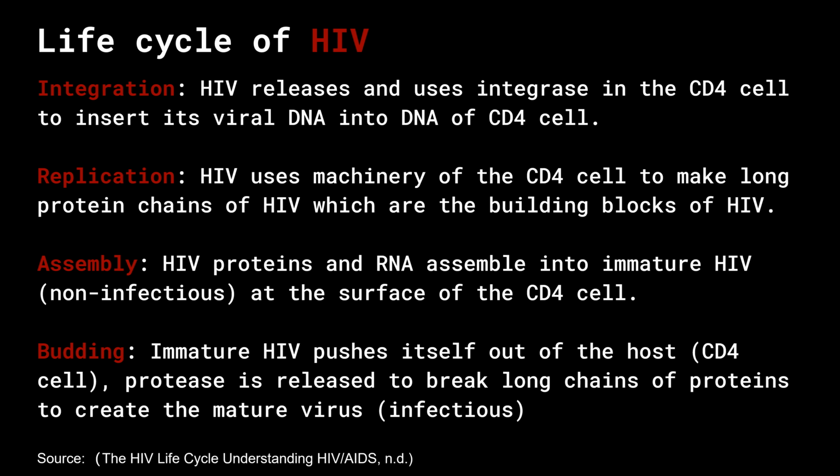For the third and fourth stage, which is assembly and budding, HIV proteins and RNA assemble on the surface of the CD4 cell, and budding is when immature HIV pushes itself out of the host, and protease is released to break long chain of protein to create mature virus, which is infectious.